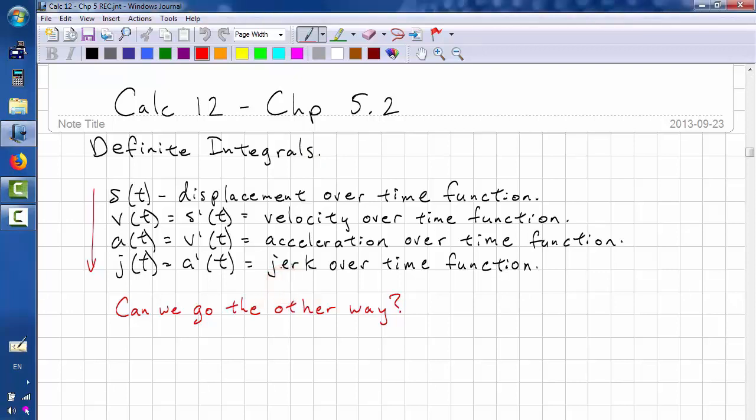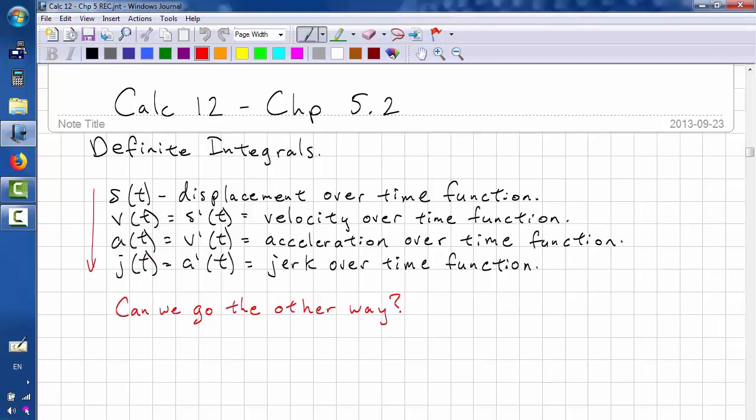We've looked at these functions. S of t is the displacement over time. V of t is velocity over time. A of t is acceleration over time. J of t is the jerk over time. And if we take the derivatives, we're going downwards. So derivative of S of t gives us V of t, derivative of V of t gives us A of t, derivative of A of t gives us J of t.